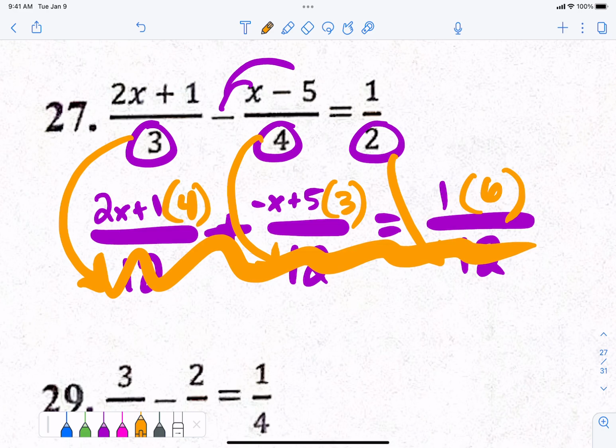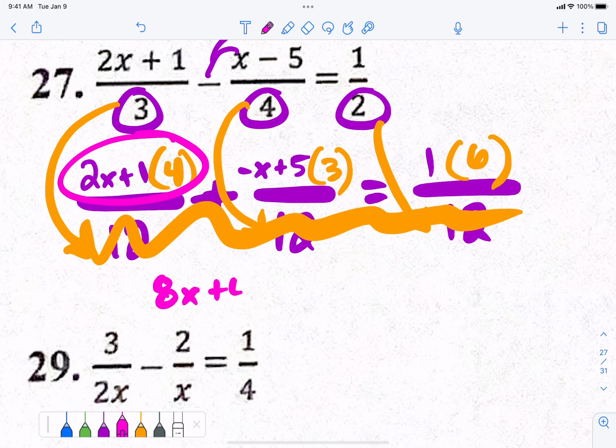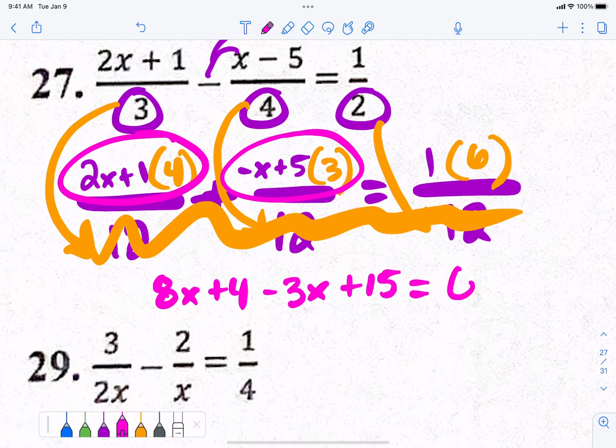That's my favorite. What are we on? All right, so now we multiply stuff. So this guy right here, 8x plus 4. All right, what about the second piece? Minus 3x plus 15 equals 6. Perfect. Beautiful. Got it? All right, now what would you like to do?